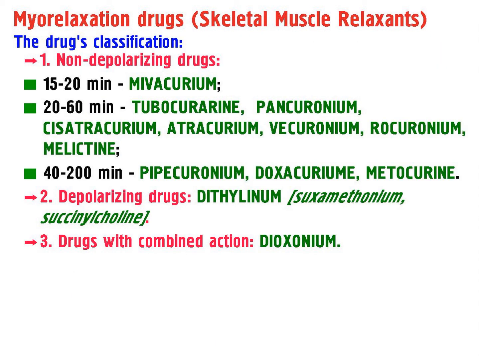So, as we mentioned before, these agents are classified into depolarizing and non-depolarizing. Non-depolarizing drugs are further classified according to their pharmacokinetic properties, and depending on the duration of action, we have short, intermediate, and long-acting drugs. Depolarizing drugs actually are represented with one agent, which is succinylcholine, or another name is ditylene, which is widely used during short surgical manipulations.